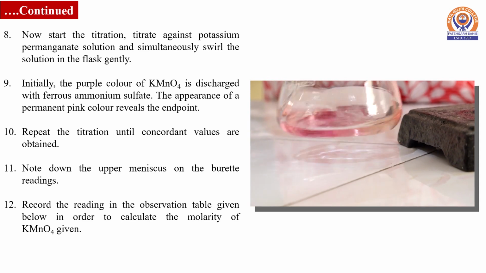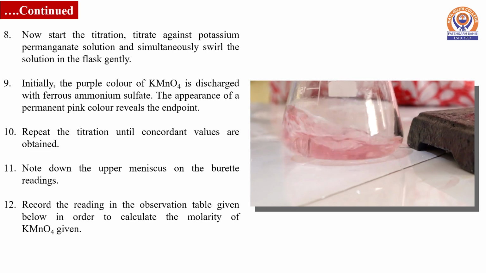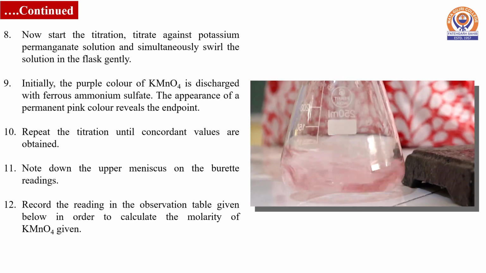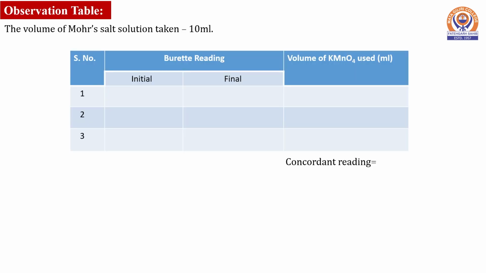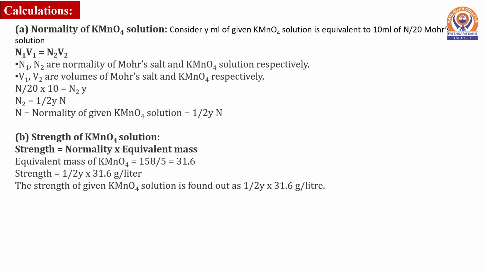Note down the final burette reading. The volume of KMnO4 used for the titration will be equal to the difference of final and initial burette readings. Repeat the experiment till 3 to 4 concordant readings are obtained.